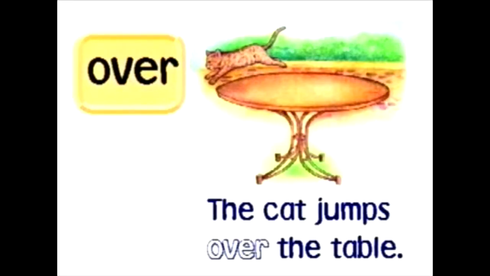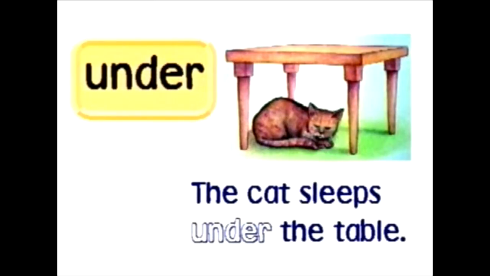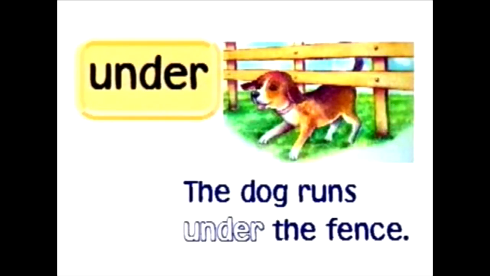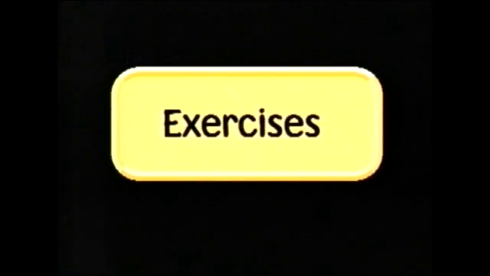Now let's learn how to use over and under. The cat jumps over the table. The cat sleeps under the table. The dog jumps over the fence. The dog runs under the fence.